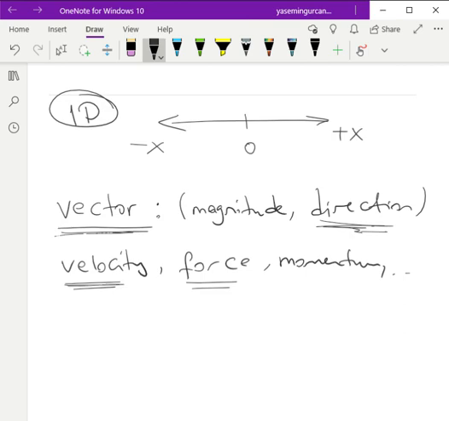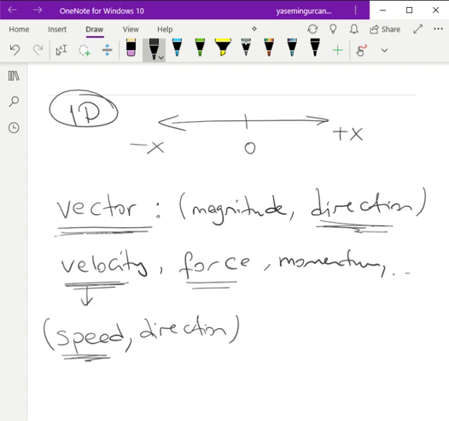Velocity is a vector quantity, and the magnitude of velocity is called speed. How fast an object moves is called speed. So the magnitude of velocity is speed, and you need to give a direction to that speed to make it velocity. That's the difference between velocity and speed. Speed is just how fast an object is moving. Velocity is how fast and in which direction it's moving. This combined information is called velocity.